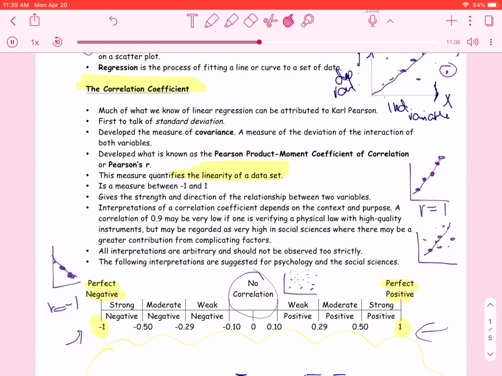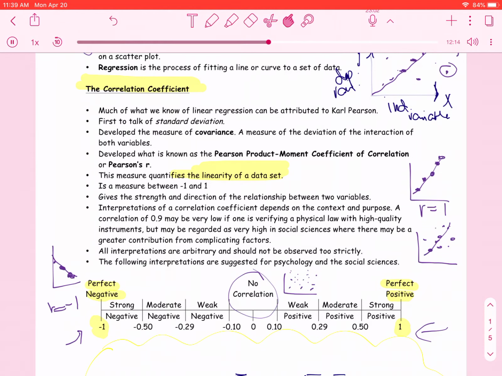So that's n times the sum of x squared, so squaring each point and taking that total, subtracting the sum of x, then squaring that value, and then multiplying it by the same thing but now considering the y's: n times the sum of y squared minus the sum of y, and then squaring that value afterwards. We know how to do that because we did that in our standard deviation in Unit 2.